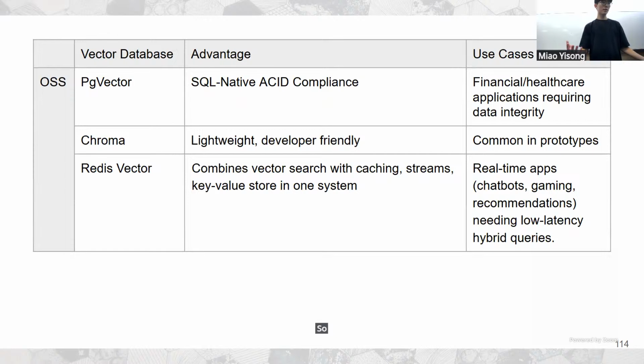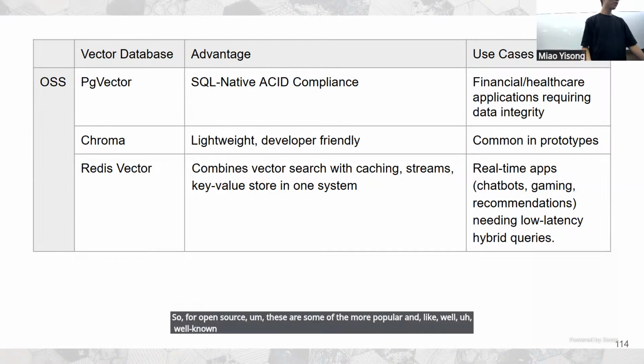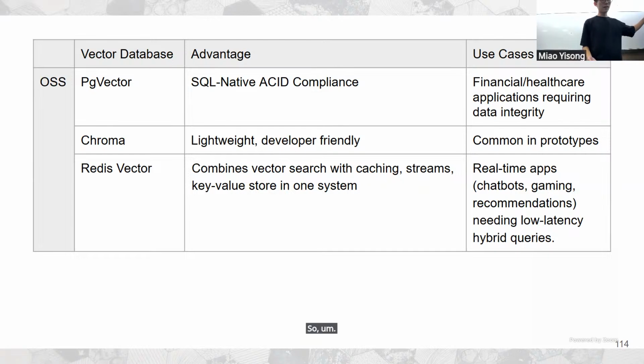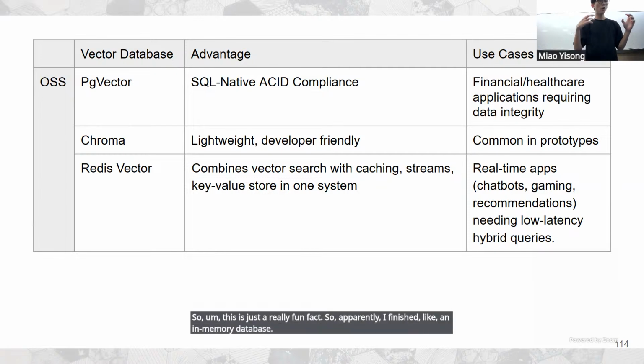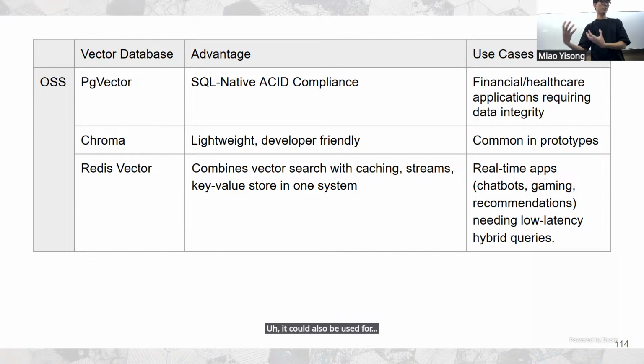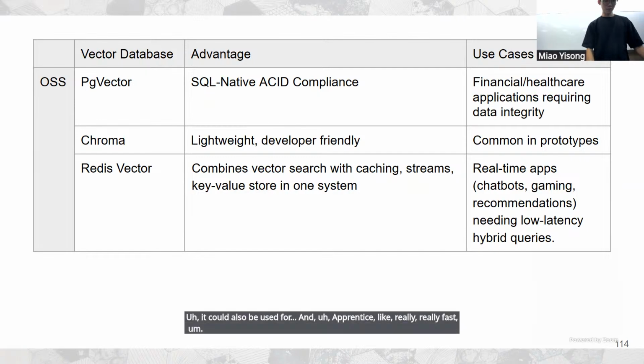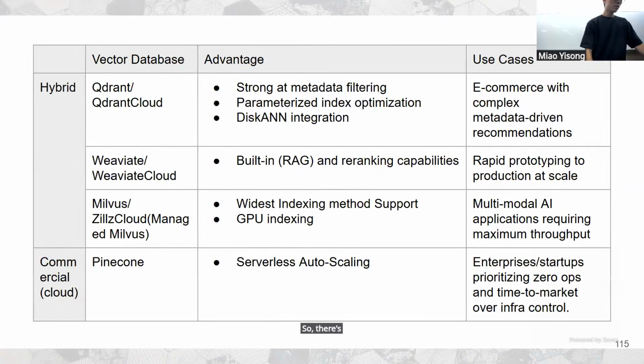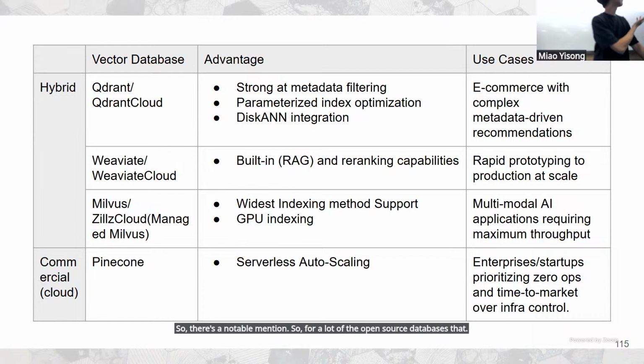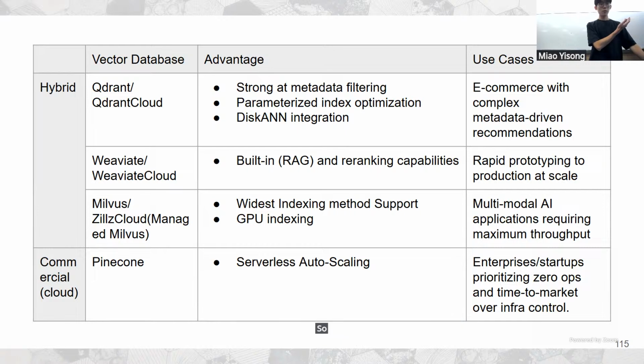For open source, these are some of the more popular and well-known ones. Apparently Baidu has an in-memory database that could also be used for vector storage, and apparently it's really, really fast, so that's a notable mention. A lot of the open source databases also come with companion cloud services, so that's one thing you could consider.